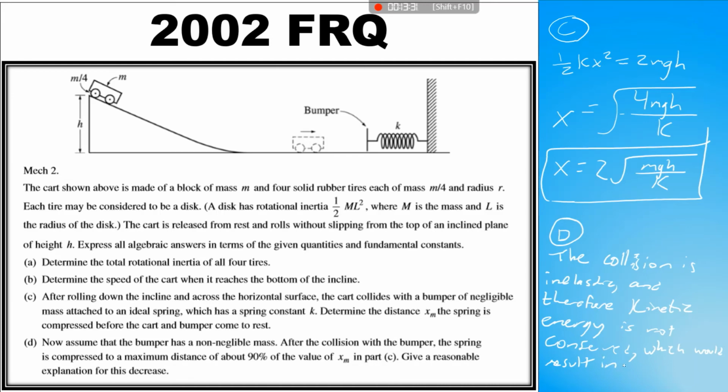Which would result in a less than ideal velocity. Okay, so we could be losing energy to sound, could be losing it to heat, but for whatever reason, we're not going to have that full amount of velocity that we would have in a perfect ideal world, because our collision is inelastic.